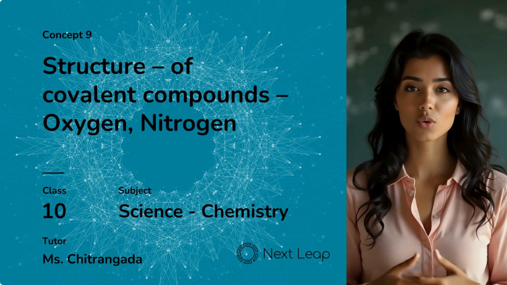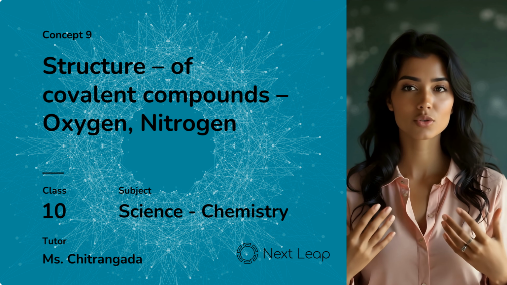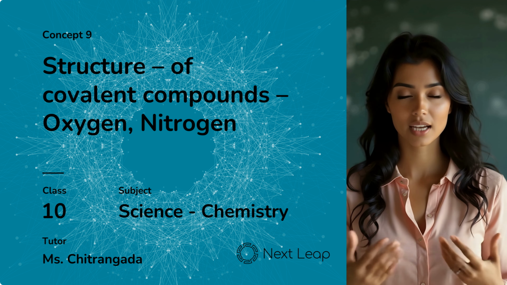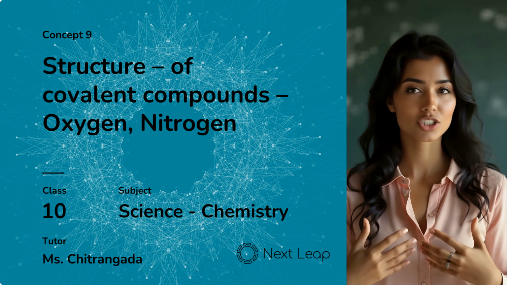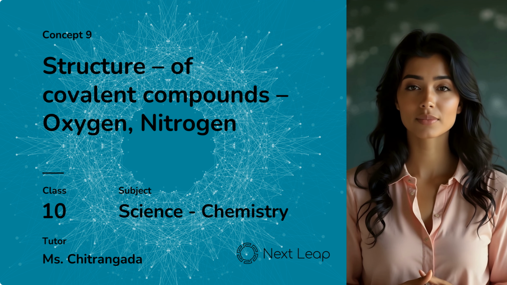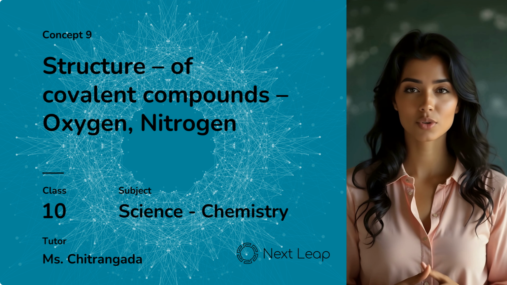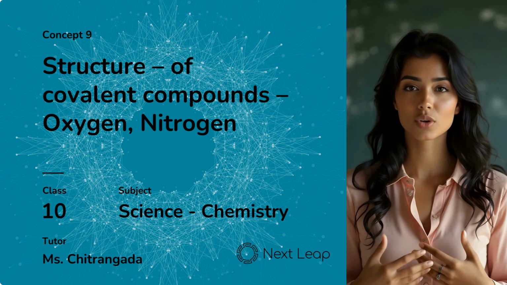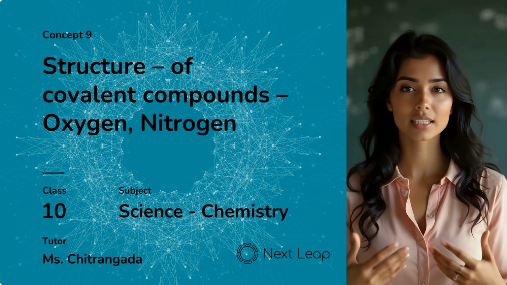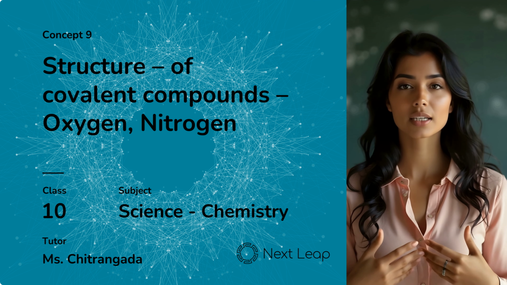We'll be studying how oxygen and nitrogen atoms form nonpolar covalent molecules, meaning the shared electrons are distributed equally between atoms. Oxygen has 6 electrons in its outer shell and needs 2 more. Nitrogen has 5 and needs 3. By mutually sharing electrons, both atoms achieve what we call an octet configuration. That's the stable arrangement of 8 electrons in their outermost shell.